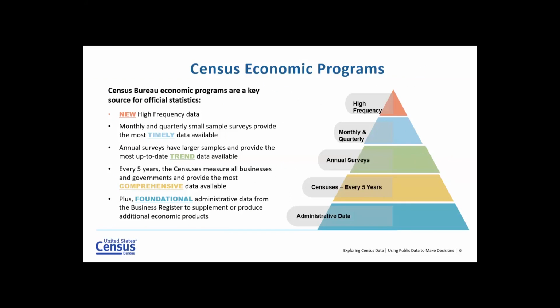Moving down another step are the annual surveys. These are surveys that provide data for nearly every sector of the economy, and data from these programs are useful for analyzing trends. Then we have the economic census that takes place every 5 years. This is our most comprehensive data source for business data. Finally, at the base of the pyramid are administrative data that serve as the foundation of our statistics.